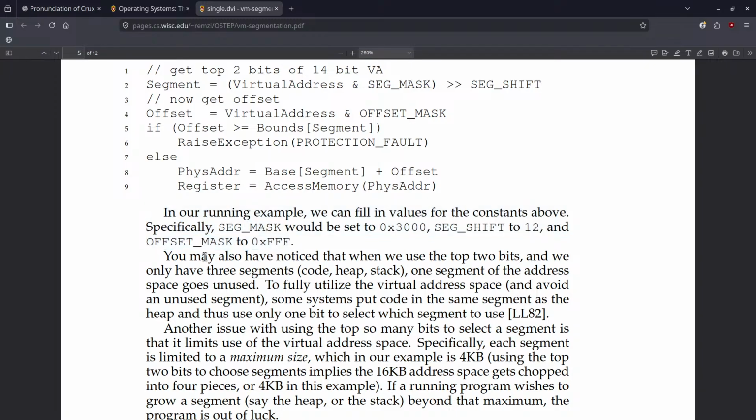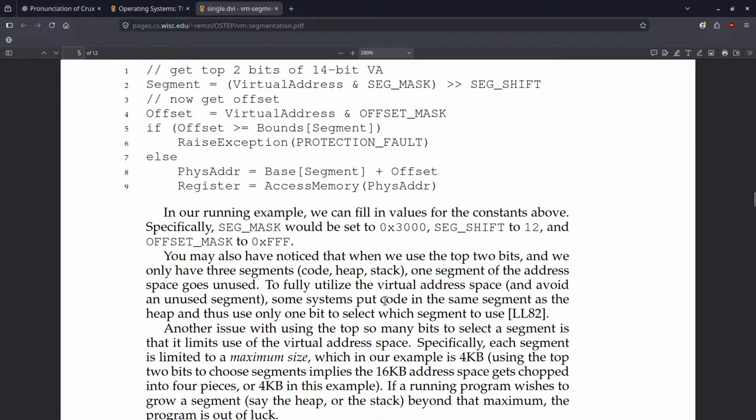You may have noticed that when we use the top 2 bits and we only have 3 segments, code, heap, and stack, one segment of the address space goes unused. To fully utilize the virtual address space and avoid an unused segment, some systems put code in the same segment as the heap, and thus use only one bit to select which segment to use.